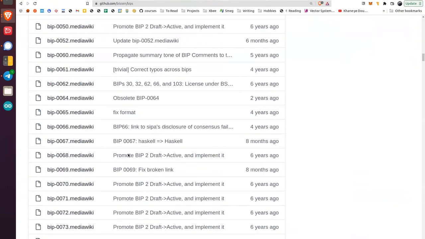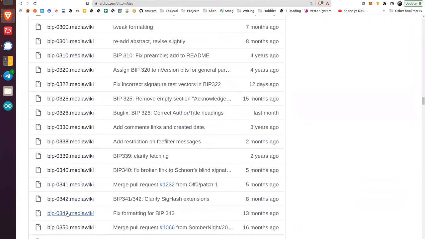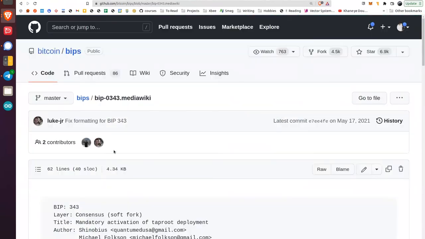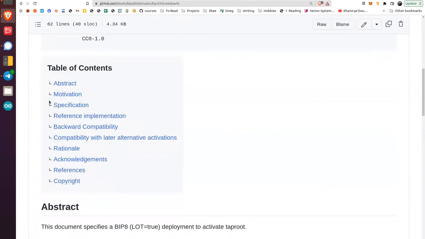All the way down to 340-something. 343, 13 months ago. Formatting, fixed formatting, mandatory activation of Taproot deployment. That's right. The fourth BIP is not a spec. It is a, wait, is it a spec? It does have a specification. Okay, it made a liar out of me.